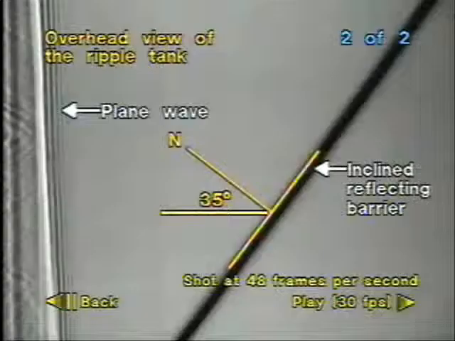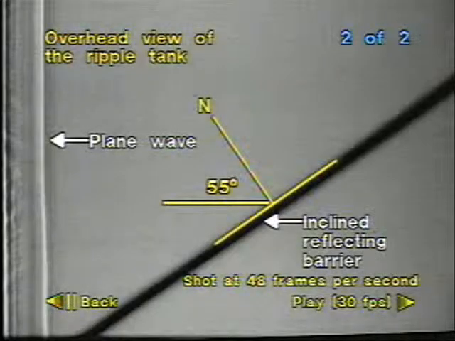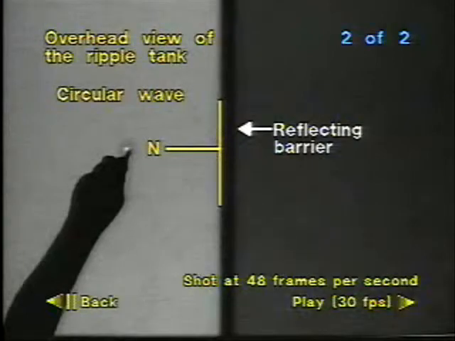If the angle of incidence is 0, then the angle of reflection is 0. If the angle of incidence is 35, then the angle of reflection is 35. If the angle of incidence is 45, then the angle of reflection is 45. If the angle of incidence is 55, then the angle of reflection is 55. Each portion of wave front obeys the law of reflection.